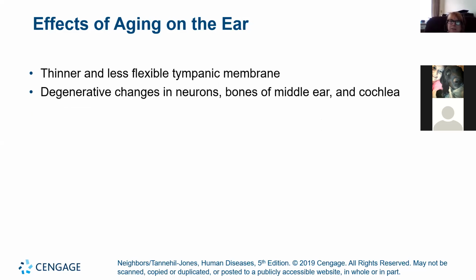And of course, the effects of aging on the ear. The tympanic membrane gets thinner and less flexible. That means sound is not conducted as easily. And we will see degenerative changes in the neurons. If the neurons aren't conducting, the auditory nerve isn't going to process sound as easily. The bones of the middle ear, we've talked about how they can calcify, and the cochlea becomes less flexible.